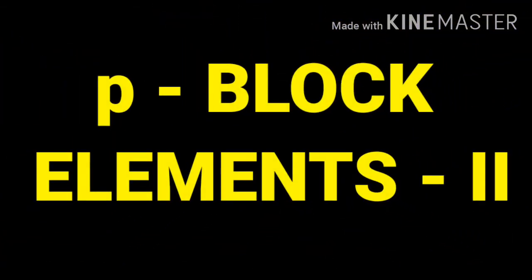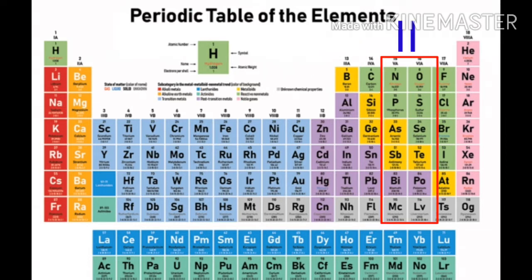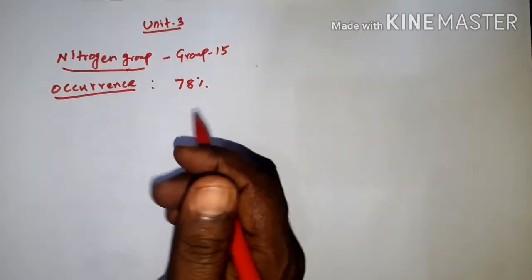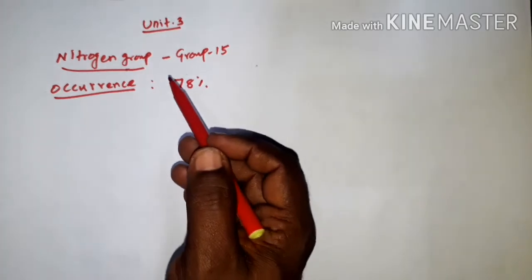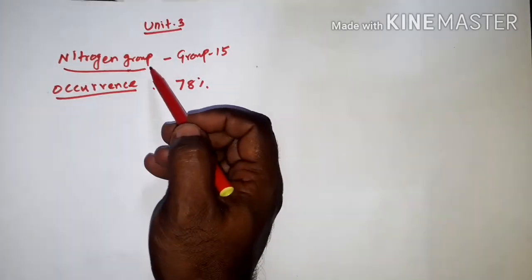In this video we are going to discuss unit 3, P block elements 2. In unit 2 we discussed the boron and carbon family. Here in unit 3 we are going to discuss the nitrogen and oxygen family. So we will see one by one. My dear students, this is unit 3. Here first we will discuss the nitrogen group.